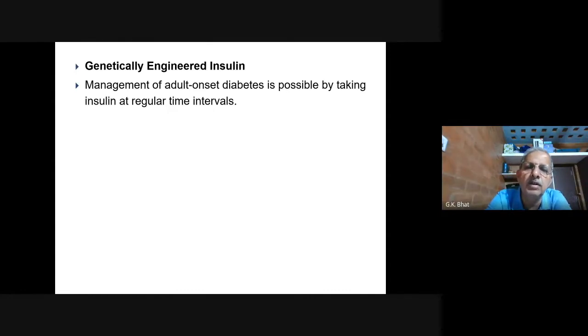Why that much strict monitoring? If at all the glucose level falls down, it would affect the fetus. It would affect the fetus development. It's very easy, but very difficult to manage. This is type 1 diabetes.